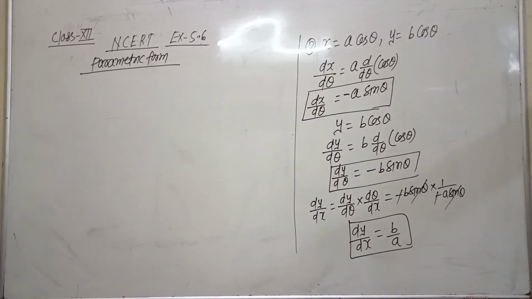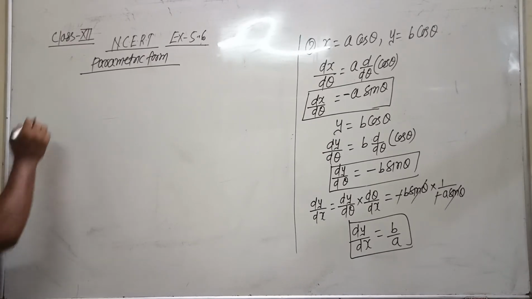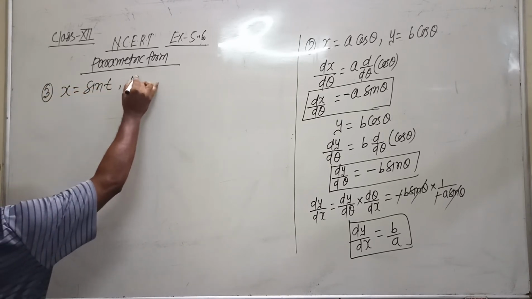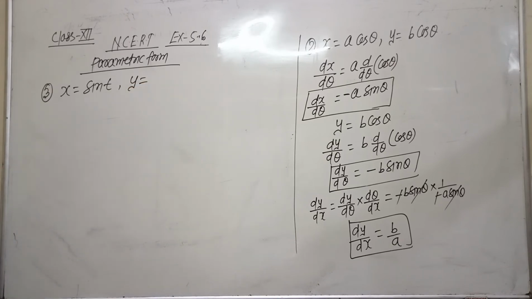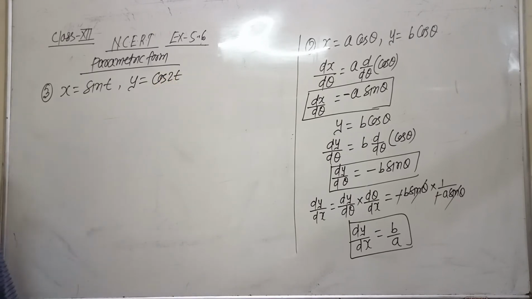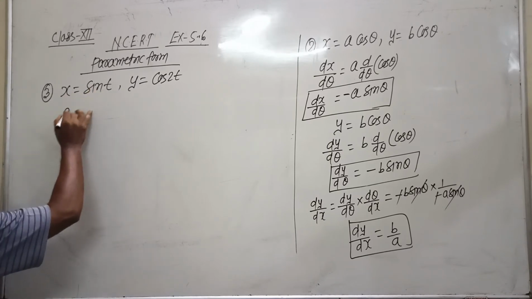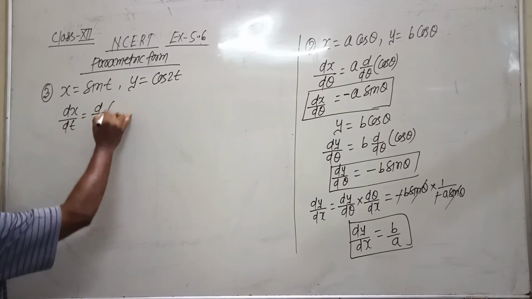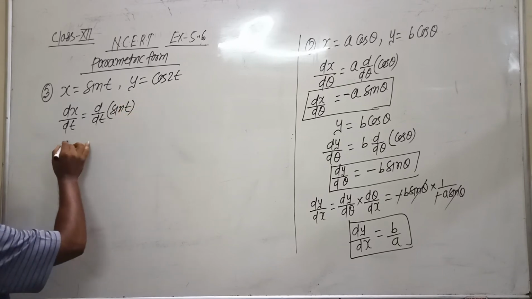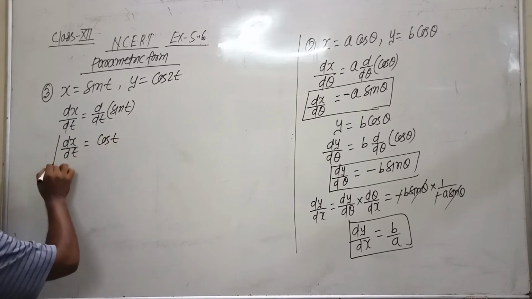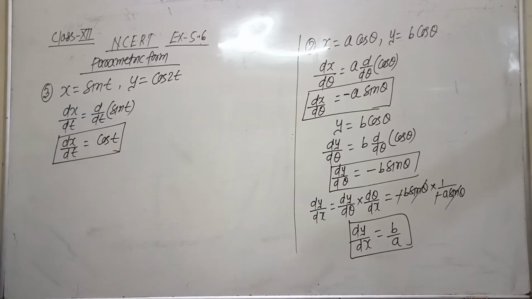Third question. x equals sin t and y equals cos 2t. So from this function we will find dx by dt, x in terms of t. So dx by dt is written as d by dt of sin t, and differentiation of sin t is cos t. So we get dx by dt equals cos t.